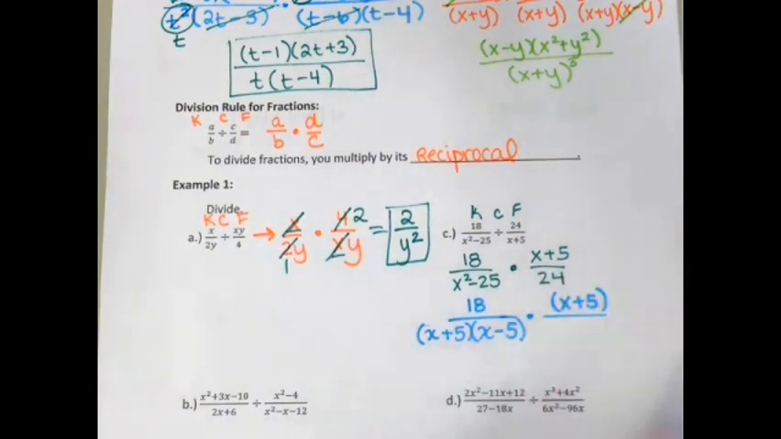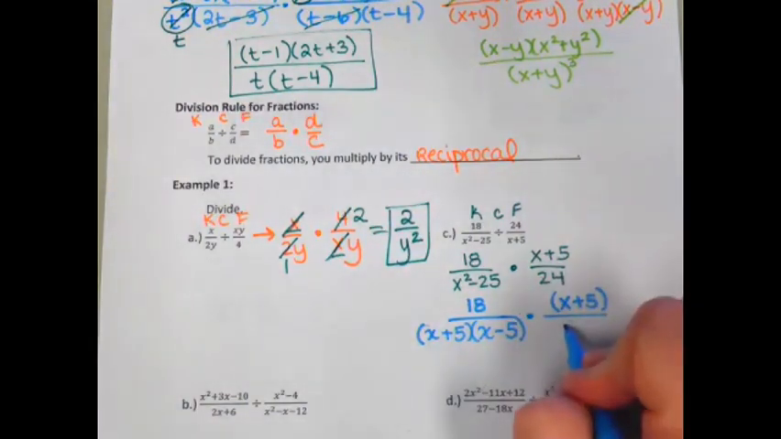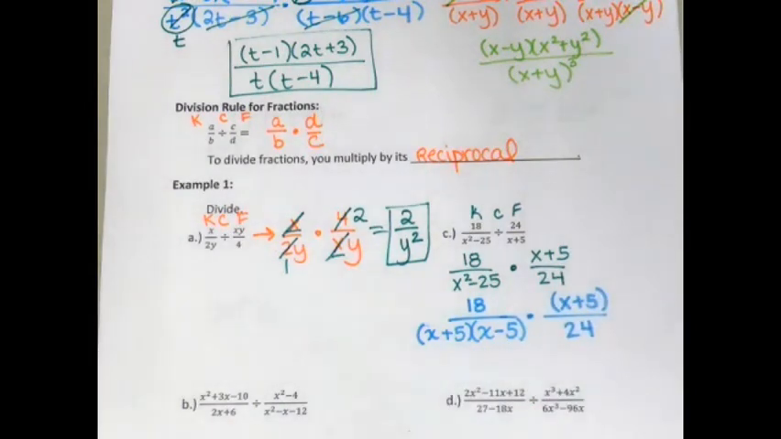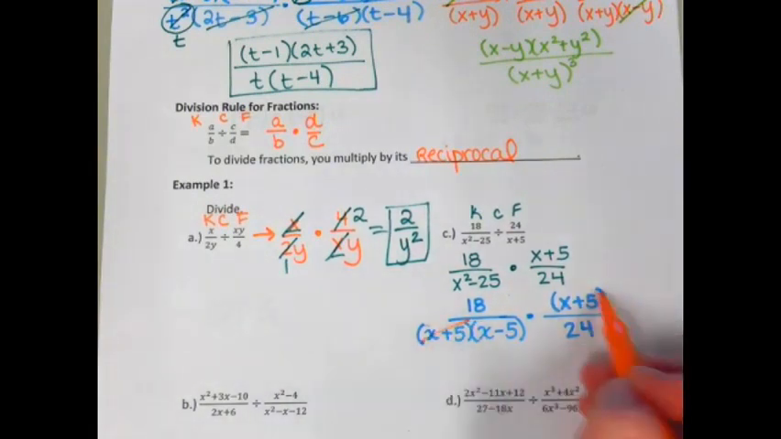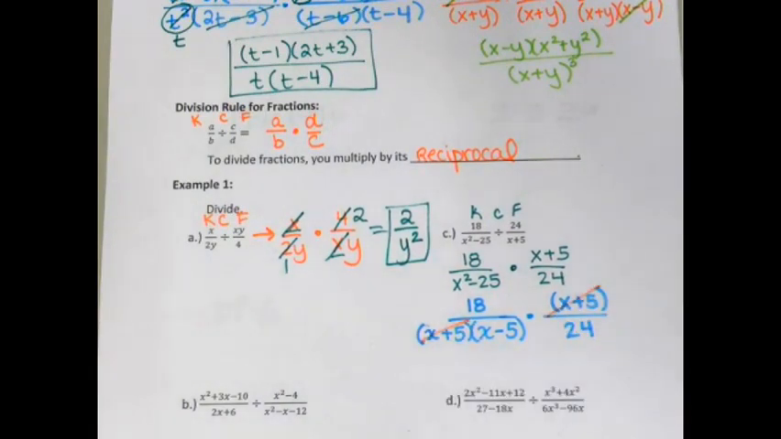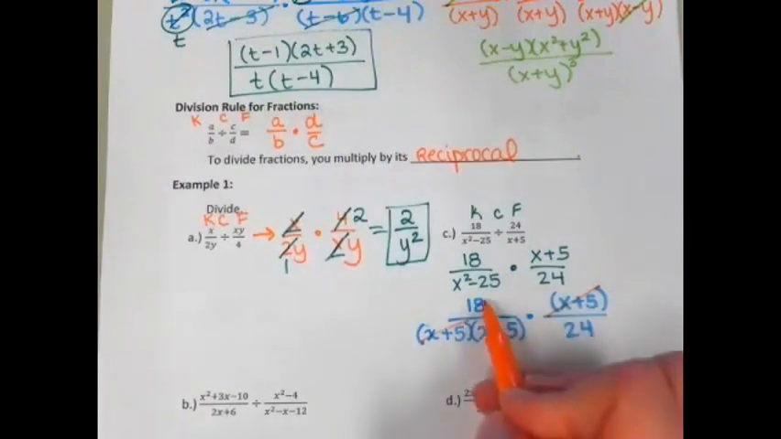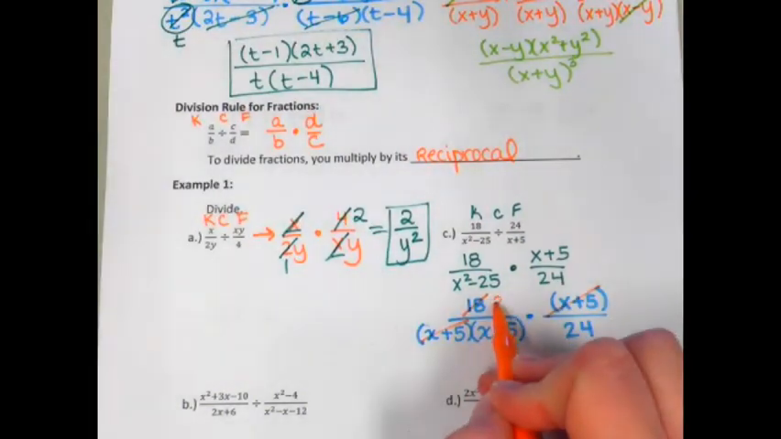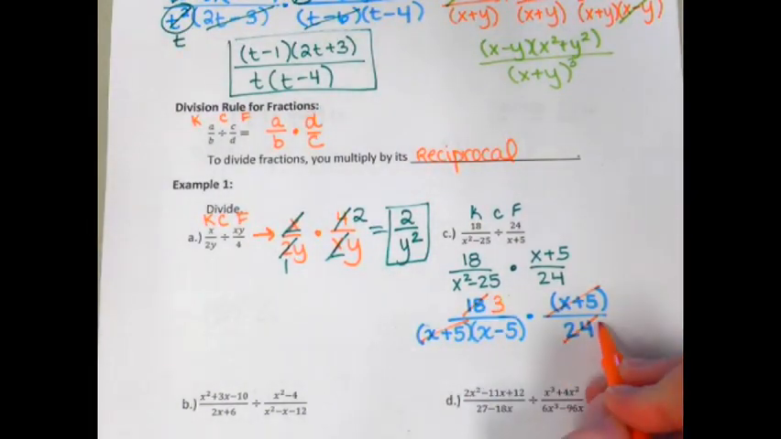And I always like putting it in parentheses because I think it makes it neater and it's easier to see things. And then 24, I can't. All right, so now let's cross simplify. What can I simplify here? I see x plus 5s can cancel. Good. Anything else? 18 and 24. 6. So this becomes a 3, and this becomes a 4.